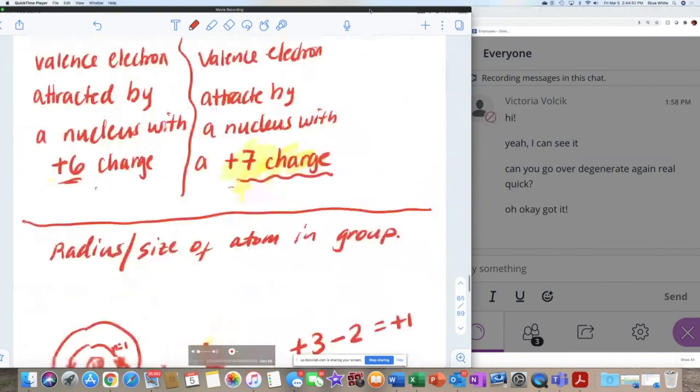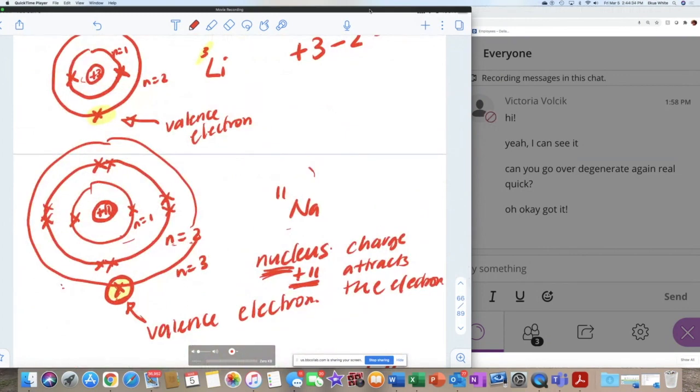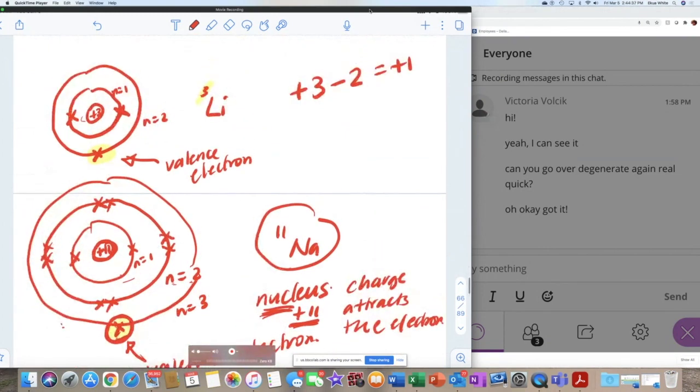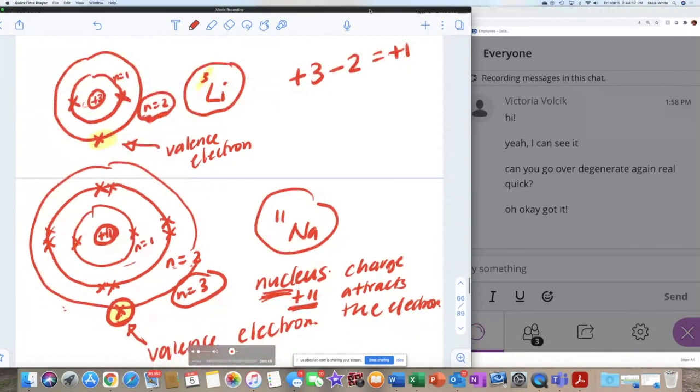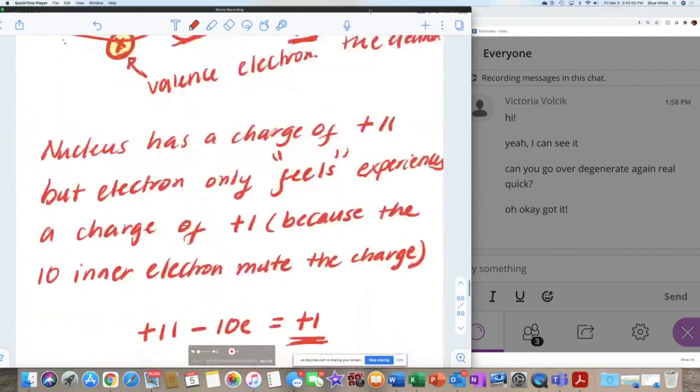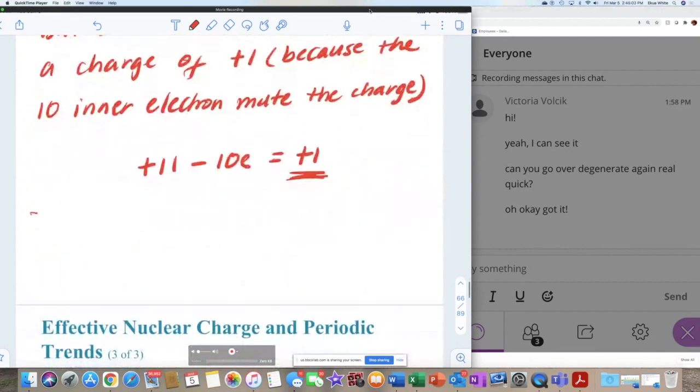So what we're seeing here is the bottom atom, sodium, is bigger or larger than the top atom, lithium, because the valence shell is on energy level 3 versus here the valence shell is on energy level 2. Even though both nuclei end up having a similar suction power, the one on the bottom, sodium, since the valence electron is very far away, it won't move in as much. Okay? So the bottom line, if all this was complicated, bottom line is this.